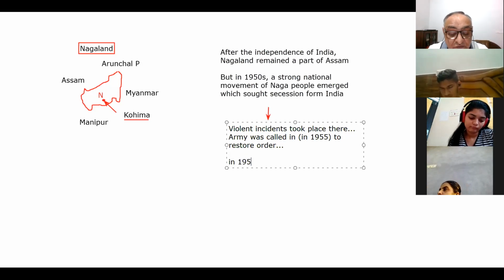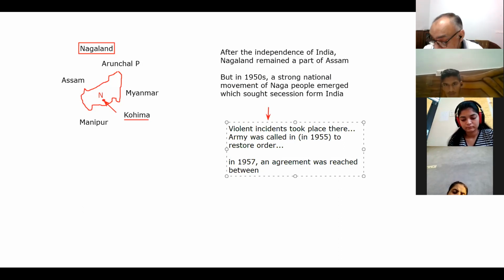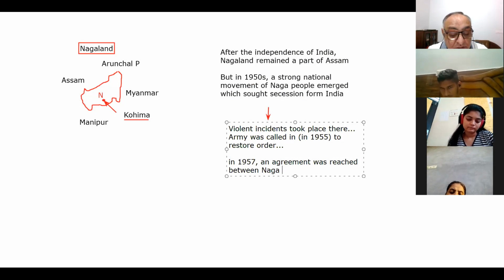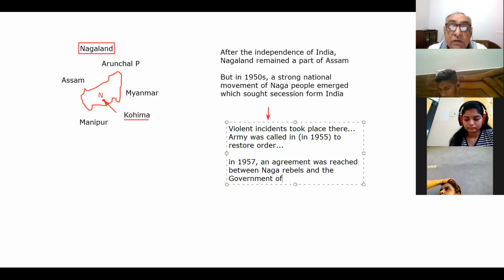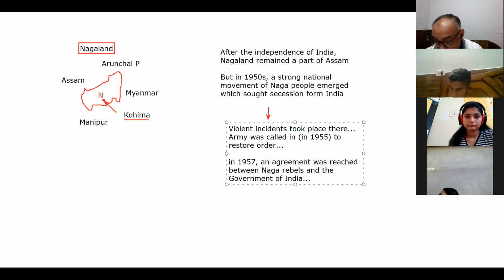And in 1957, we can say an agreement was reached between Naga rebels or Naga leaders and the government of India. So इन लोगों के बीच एक एग्रीमेंट किया गया, government of India.